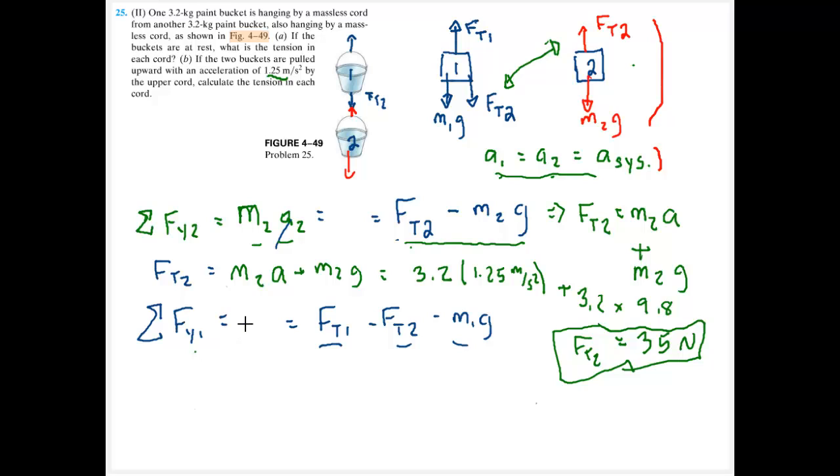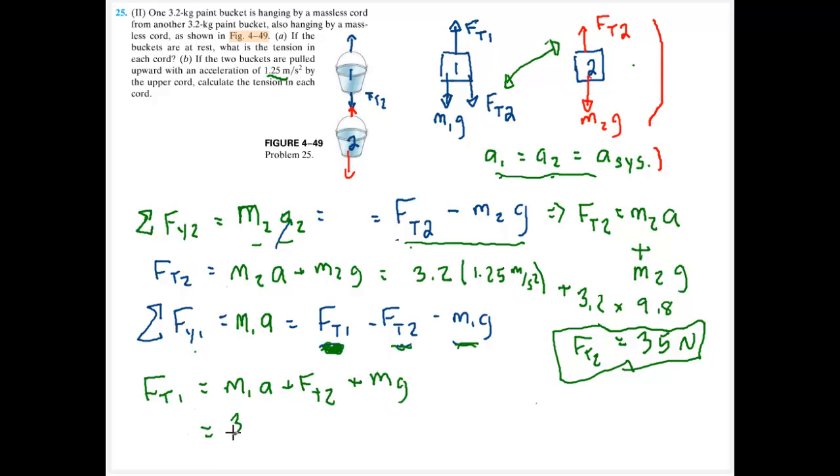Same thing with the initial bucket. Sum of forces in the y direction is going to be the mass 1 multiplied by the acceleration of the system, and I have the same forces right here. Now all I do is rewrite everything. I put force of tension number 1 on one side, so I add this and I add this to both sides, and I say force of tension number 1 is going to be mass 1 multiplied by the acceleration plus the force of tension number 2 plus mass times gravity.